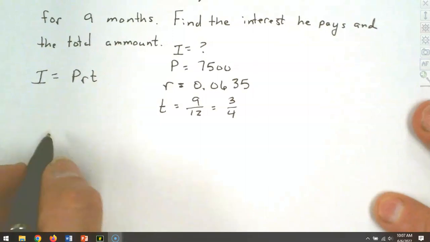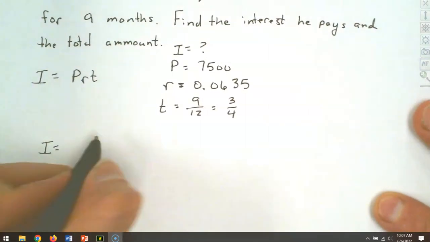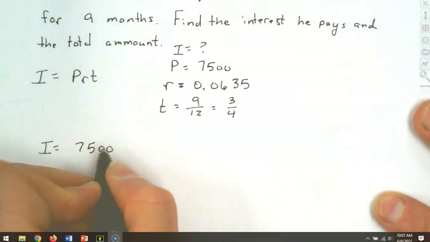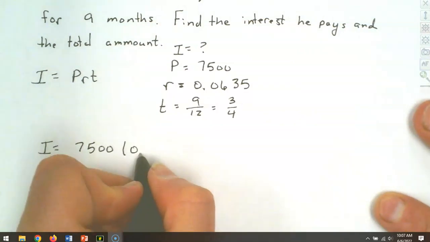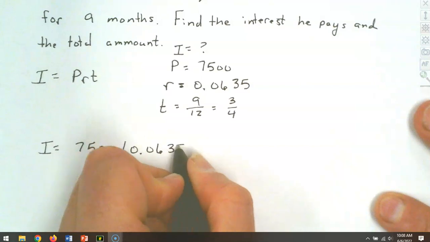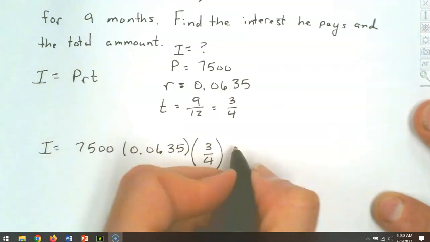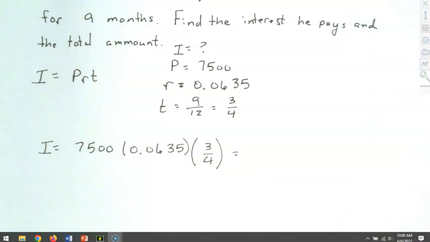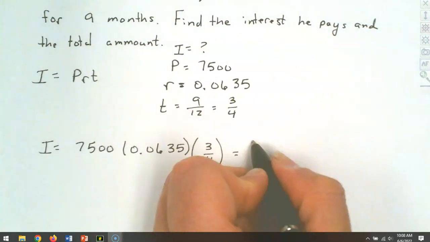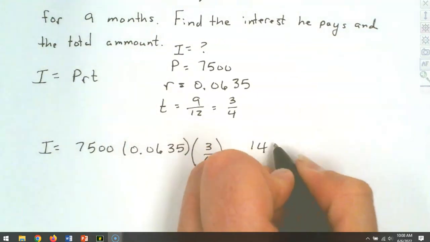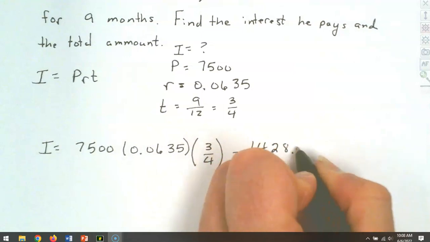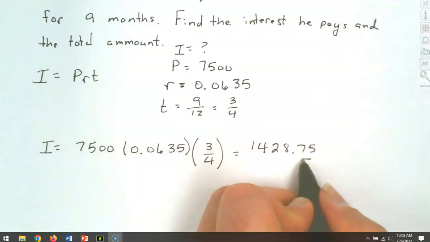So let's go ahead and plug our numbers in. So we've got I equals 7,500 times 0.0635 times 3/4. So we'll multiply across. And that gives 1428.75. Notice I didn't have to round it until the very, very end.